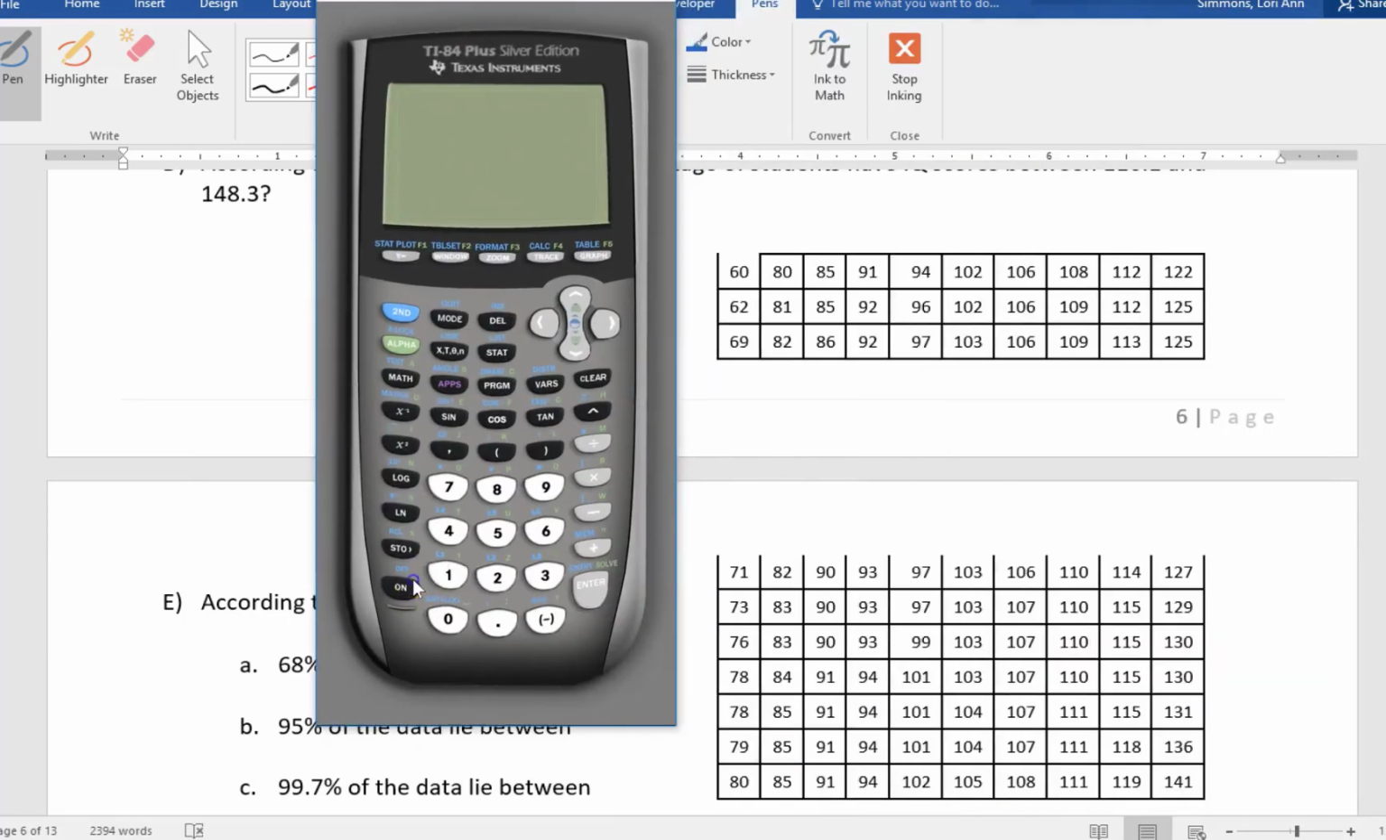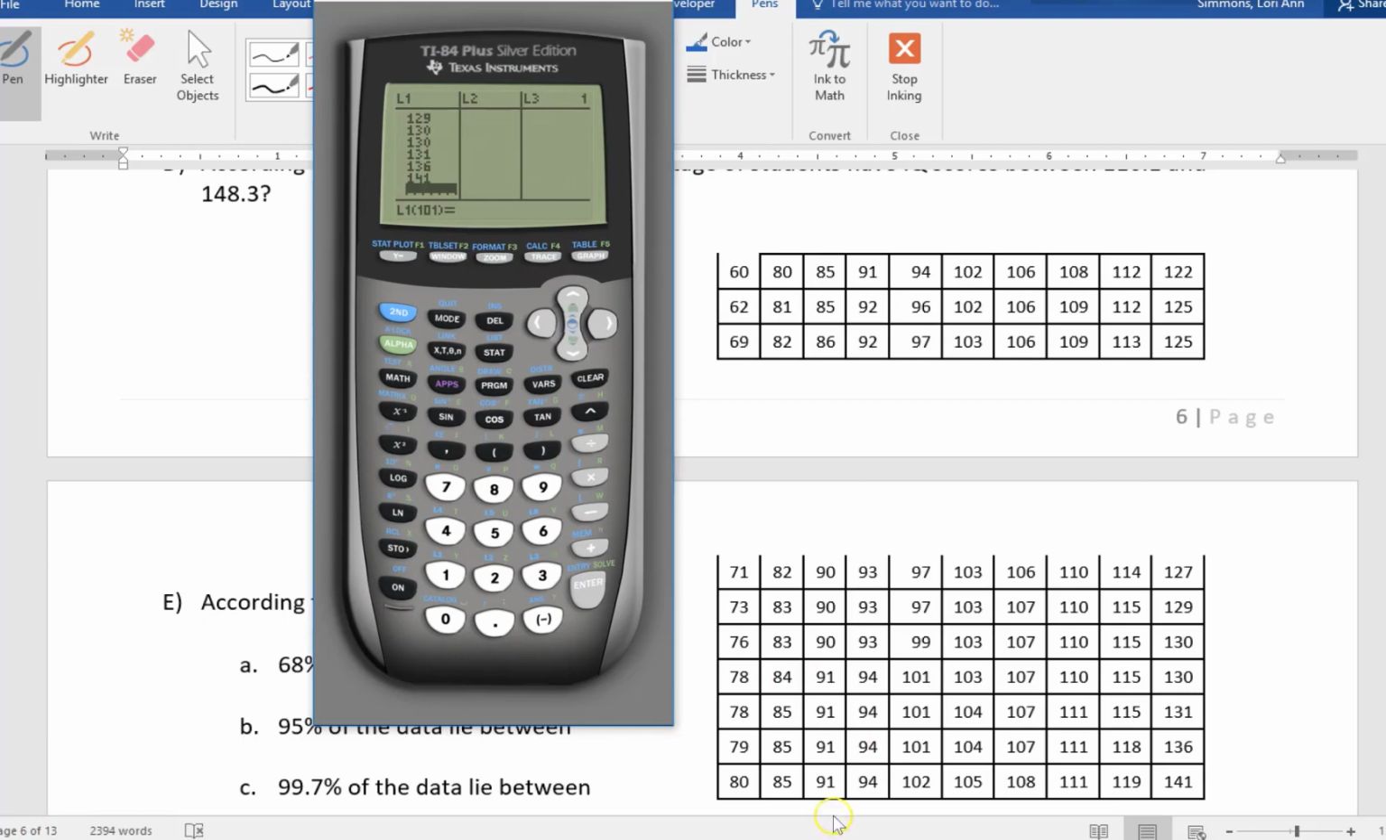So you're going to go to Stat, Edit. Just a little note on how to clear this: if you go up to the actual list and hit Clear, and hit Enter, it'll clear the whole list for you. I'm going to pause this video while I type in all 100 values, and you can do the same. Okay, now I have the data in. So I want to find the mean and the standard deviation. It was in list 1.